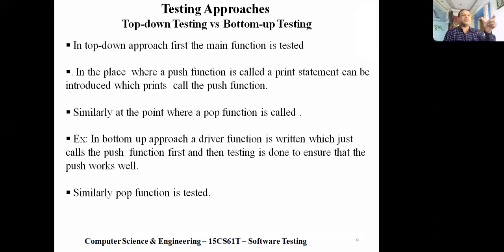Stubs, in the case of top-down, are where instead of testing, you can place a print statement wherever the push or pop function is called. So in top-down, first the main function, then the push or pop function. Whereas in bottom-up, first push or pop, then the main function. In bottom-up we are using drivers, whereas in top-down we are using stubs. Is it clear? Fine. Next.